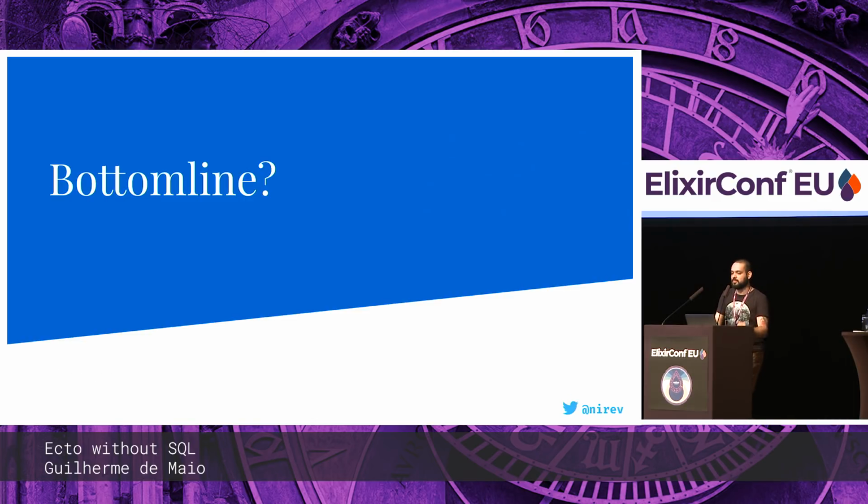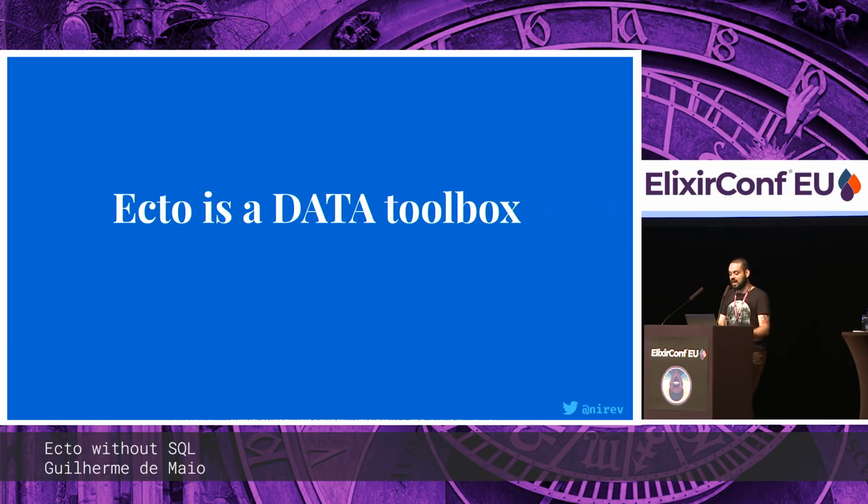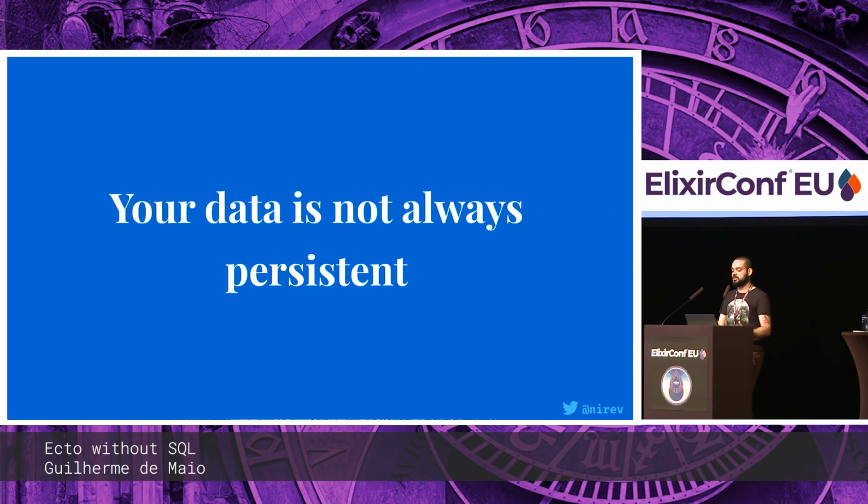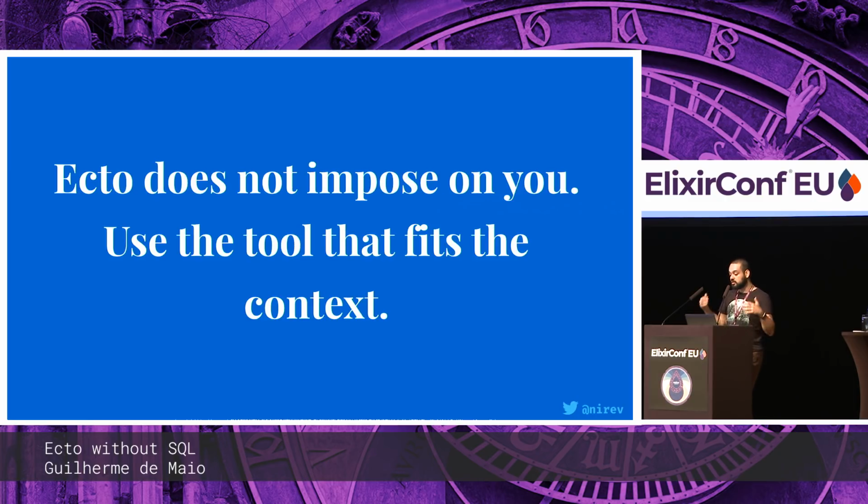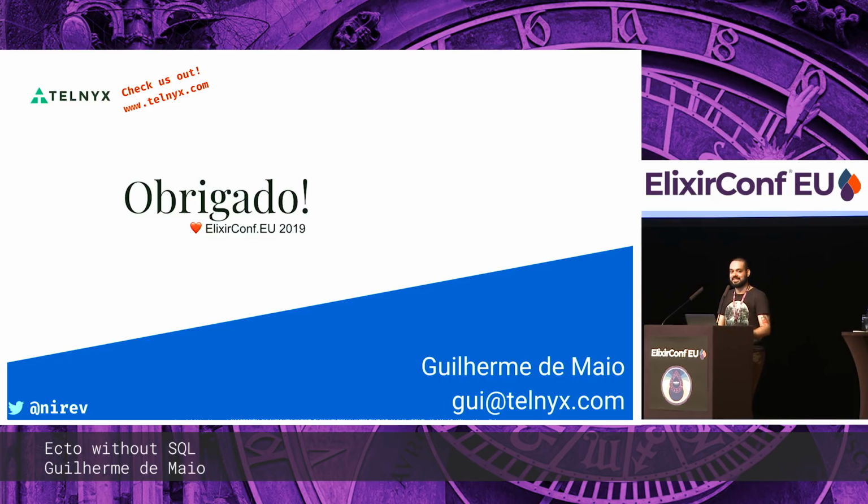And I think the bottom line of that, I'm going to say, is that Ecto is a data toolbox. It's not a database toolbox. It's data. And the thing is that your data is not always persistent. When working with functional programming, data is the important thing. You're just passing data, changing data, functions. So you have to take care of that, and Ecto does not impose on you. It gives us a lot of tools, and you have to use the tool to fit your context. As a friend of mine says, it's about massaging your data to fit your context. So Ecto is kind of like a data masseuse. It's just doing that. And yeah, that's what I had to say. So, obrigado. And that's it.